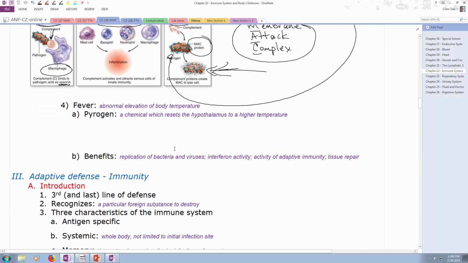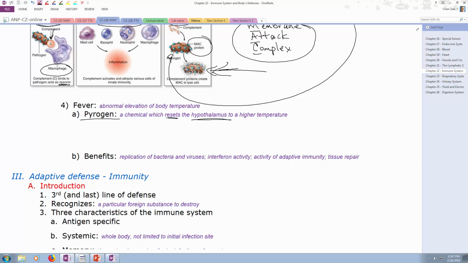Fever. So this is also an innate mechanism. Fever is defined as an abnormal elevation of body temperature, and the chemical that causes this will be called a pyrogen. So pyro is fire, and pyrogen is going to be a chemical that will help to reset the hypothalamus, because the hypothalamus is that area of our brain that sets what our body temperature should be. It will reset the hypothalamus to a higher temperature.